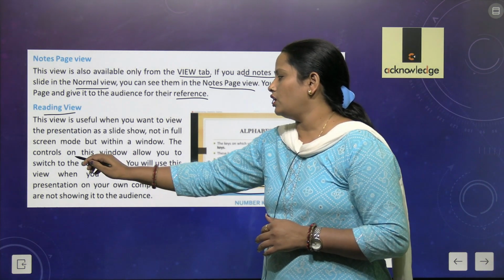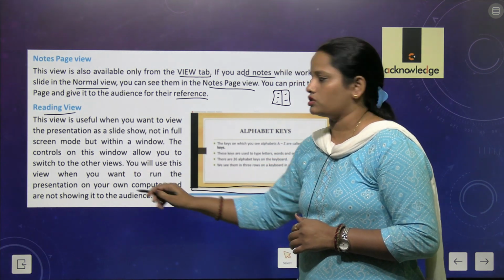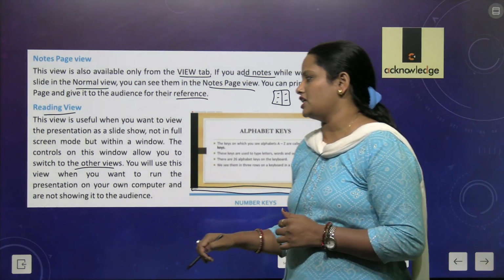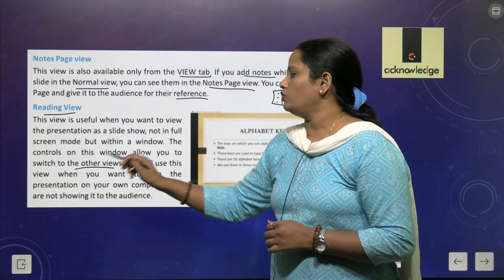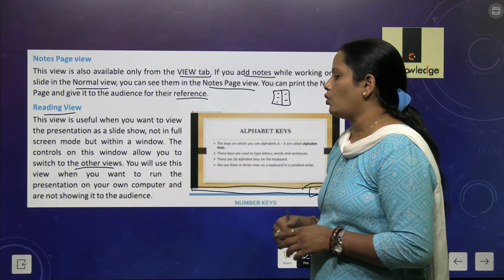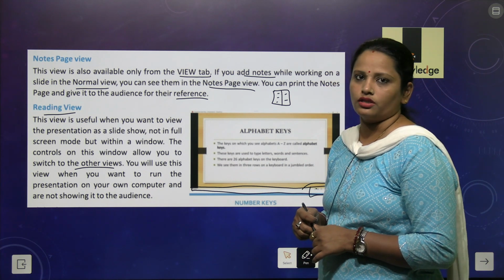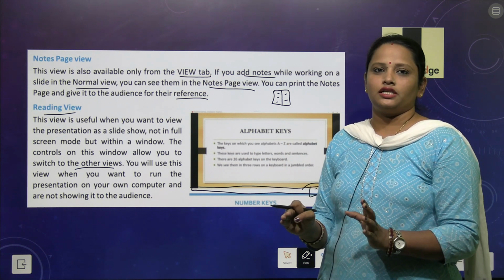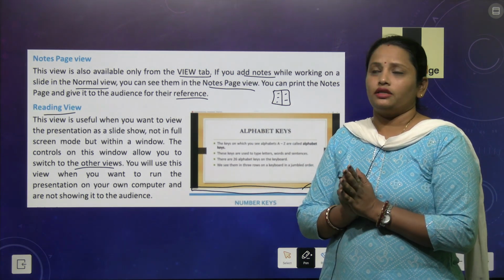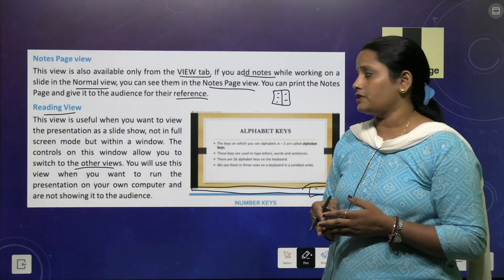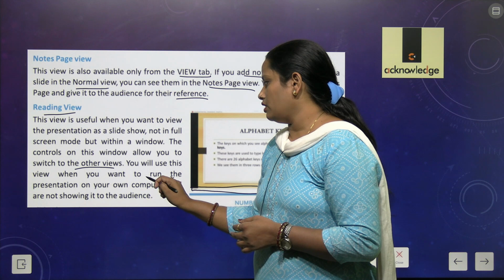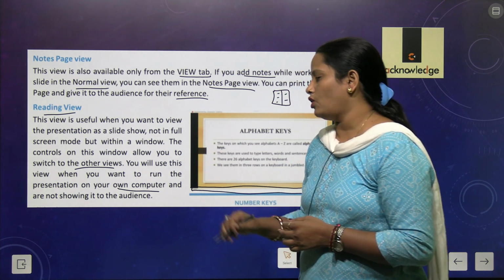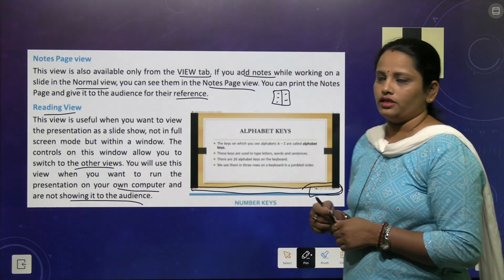So what can we do? The controls on this window allow you to switch to other views. We can also switch to other views from the right side of our status bar. You will use this view when you want to run the presentation on your own computer and not show it to the audience. So this view is for us. When we are showing the presentation, we show the full screen view, but reading view is for us who are making the presentation, and we can run this only for ourselves on our computer, not for showing to the audience.